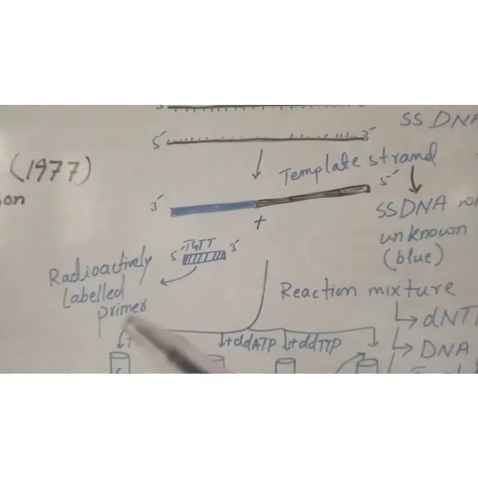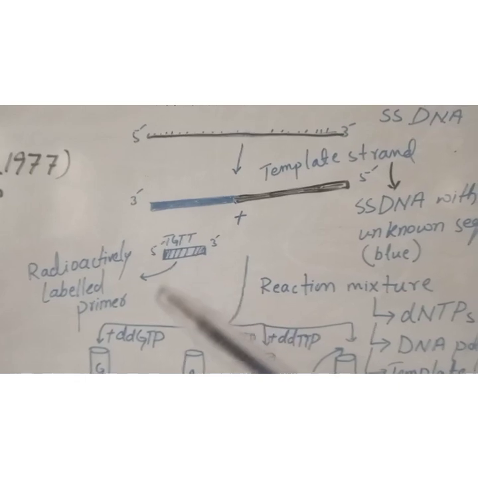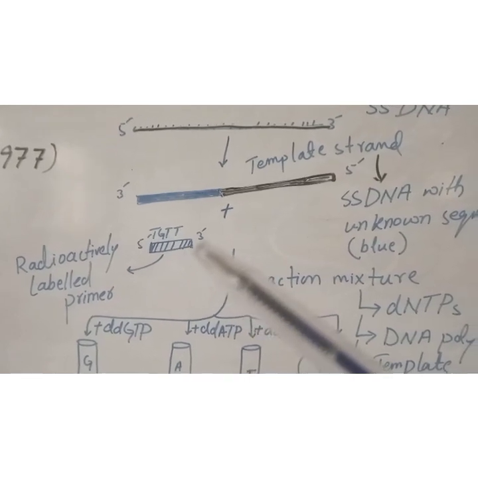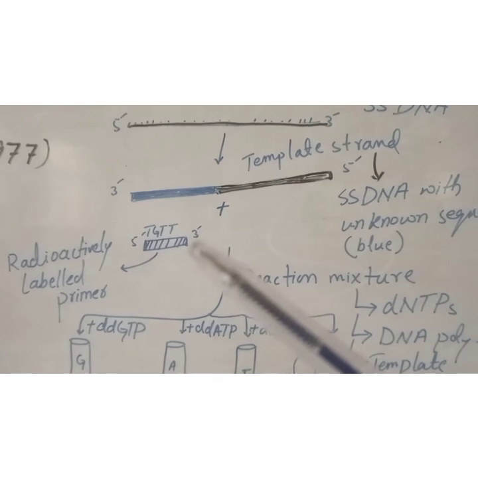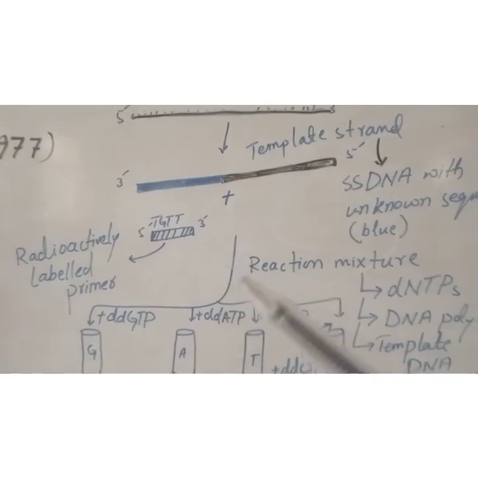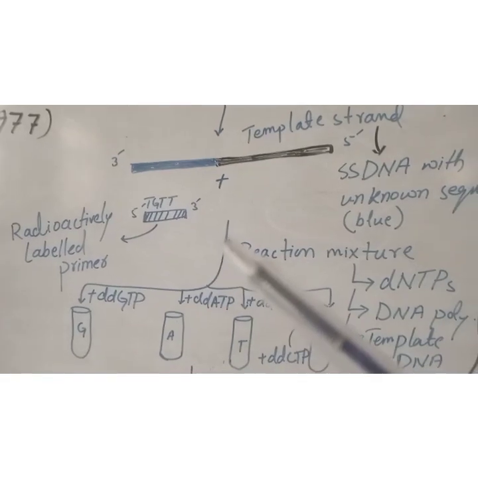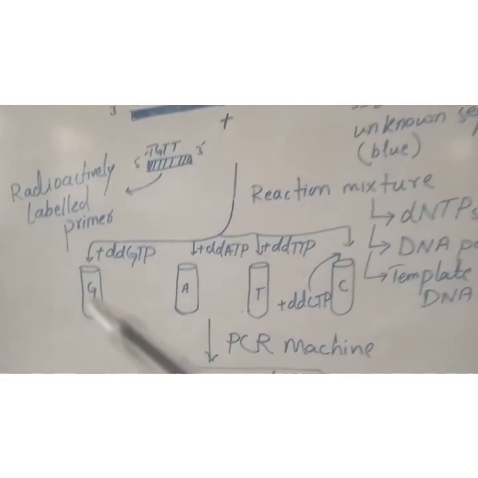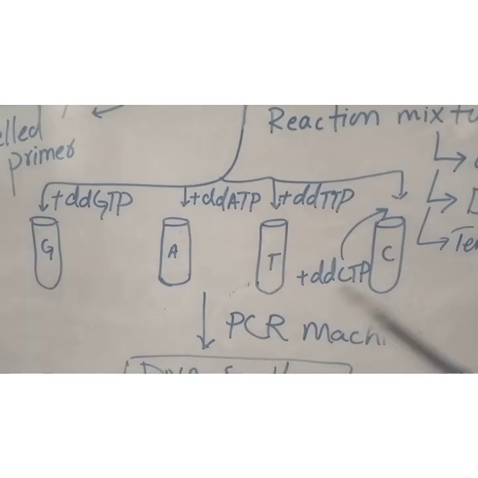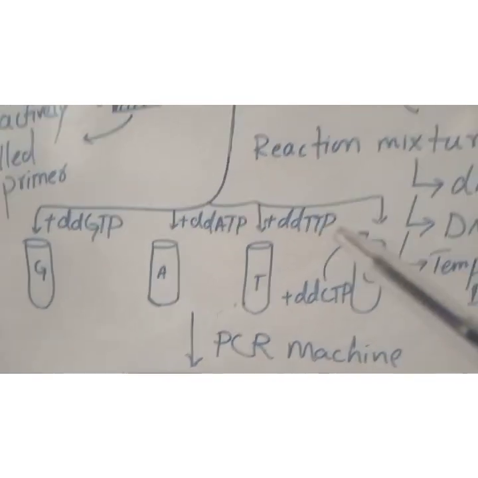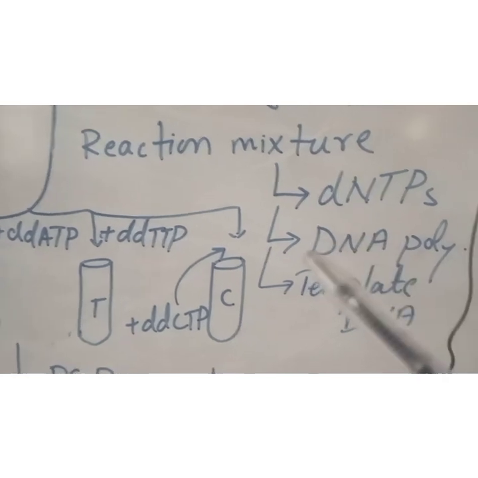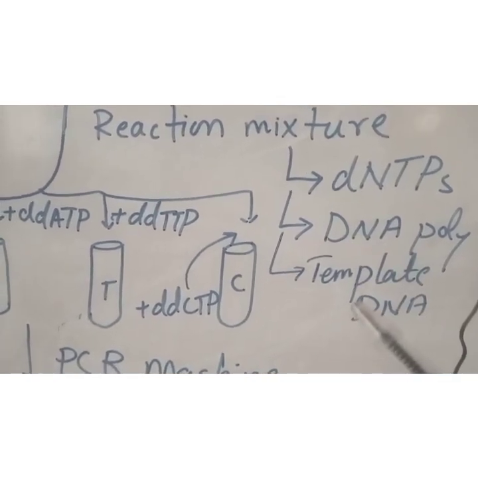Then the radioactively labeled primer is used here. A primer is a short sequence in the 5' to 3' direction which has a free hydroxyl group at carbon number 3 to attach further nucleotides. Then this template strand is divided into 4 tubes that are labeled guanine, adenine, thymine and cytosine. Here the reaction mixture is added, which consists of dNTPs, DNA polymerase and the template DNA.